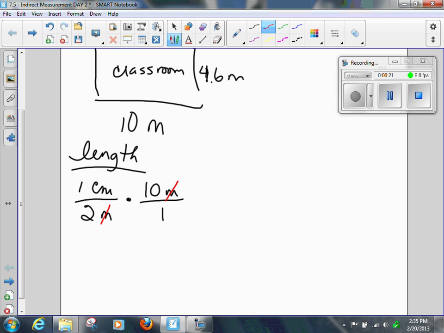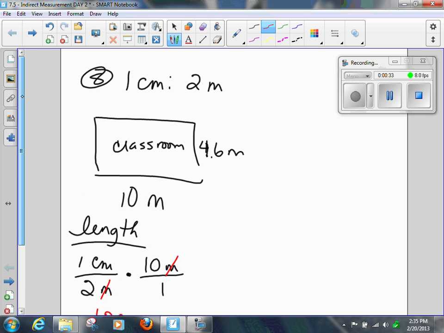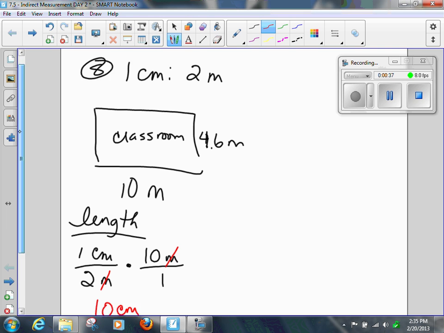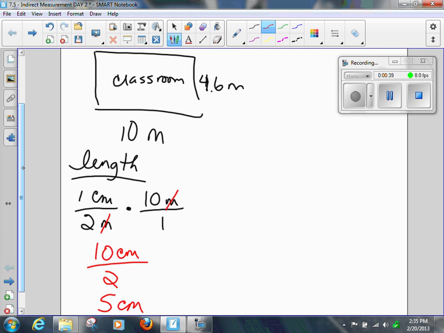How many centimeters? 10 centimeters divided by 2, isn't it? Which is 5 centimeters. How about my 10 on the bottom? The 2, my 2 is on the bottom.